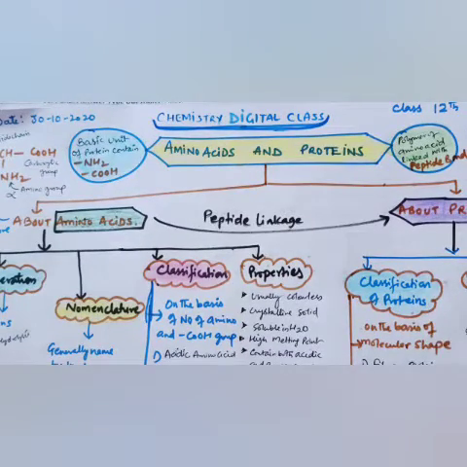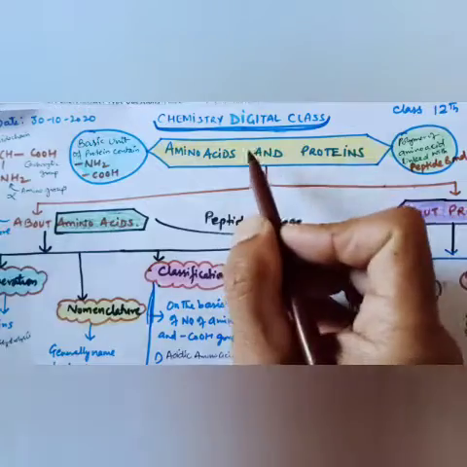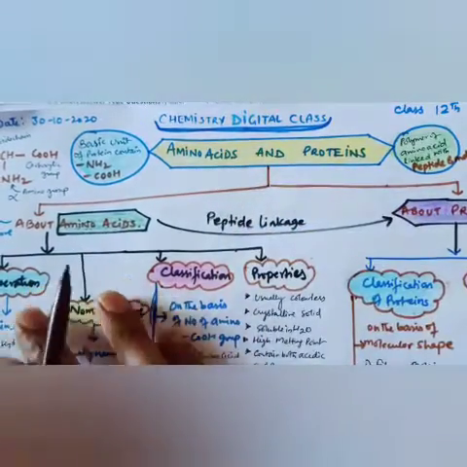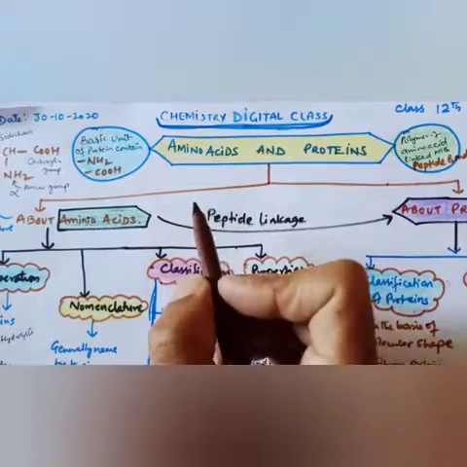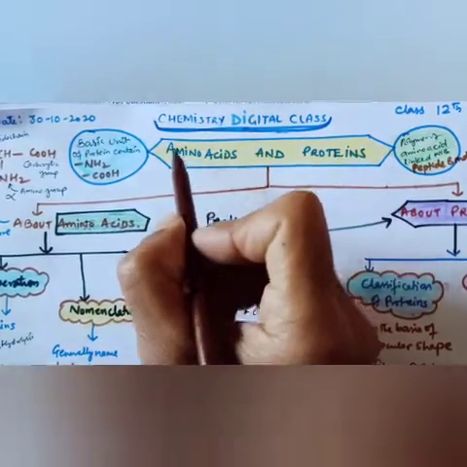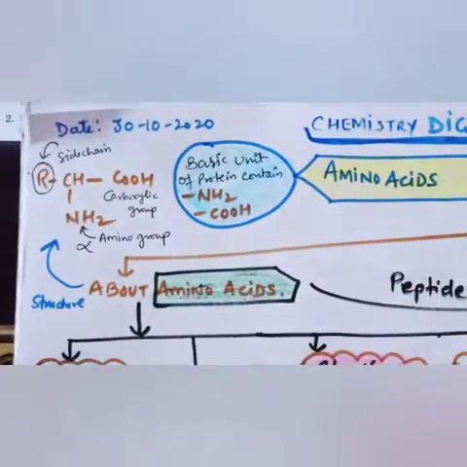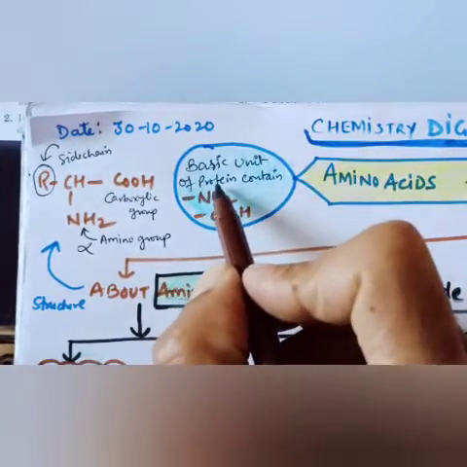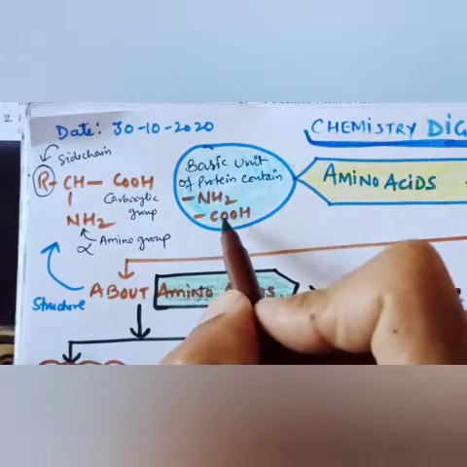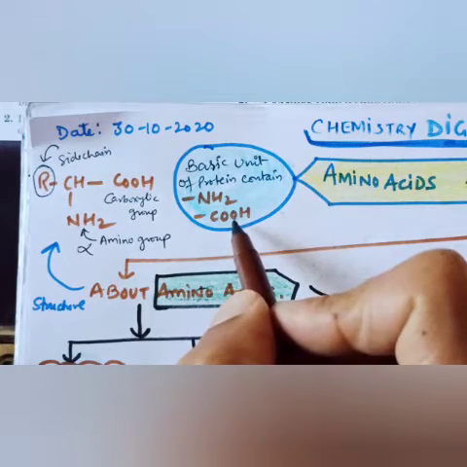So dear students, today's topic is amino acids and proteins, which are related to each other. How? Let's understand. First we will understand amino acids. These are the basic units of protein, which contain two groups: the NH2 amino group and the COOH carboxylic acid group.